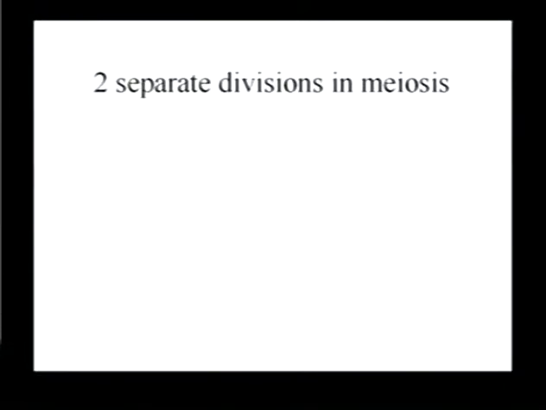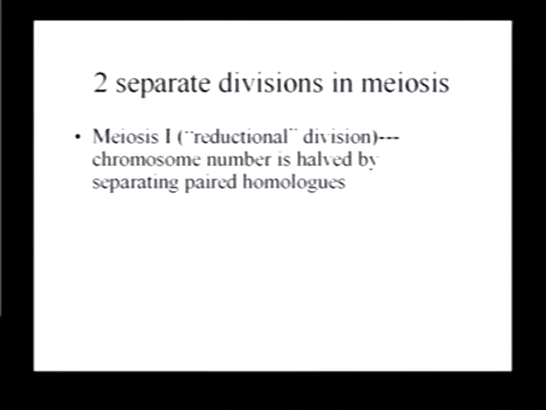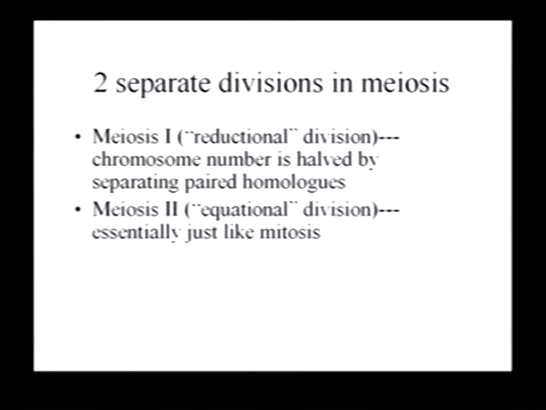As I said earlier, there are 2 separate divisions in meiosis. The first division is called the reductional division, and that's the one where you halve the chromosome number. You separate the paired chromosomes. In the second division, the equational division, you separate chromatids. So, important distinction: Meiosis 1, you separate pairs. Meiosis 2, you separate chromatids. In a way, it's just like mitosis, because that's what you do in mitosis. You separate chromatids.